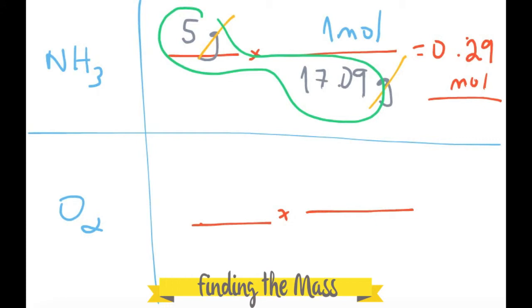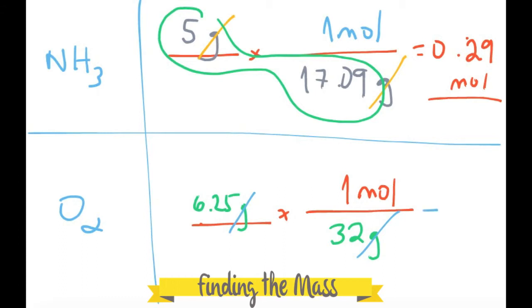Then we do the same for oxygen. If we have 6.25 grams of oxygen and the molar mass is 32 grams, we want to get 1 mole. All we do is cancel out the grams and divide 6.25 by 32 to give us a total of 0.20 moles.